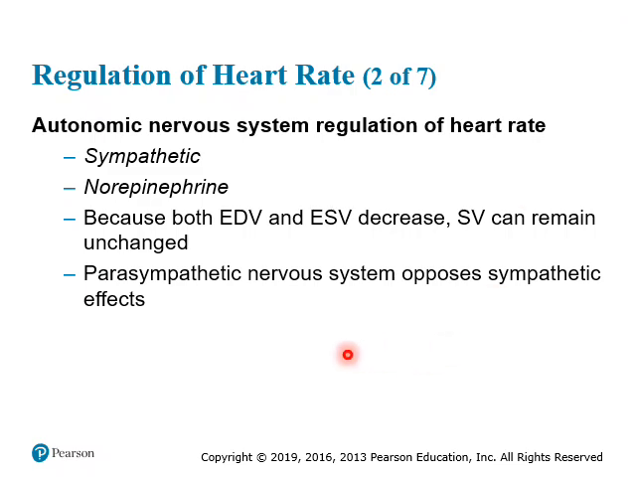The parasympathetic nervous system, on the other hand, will oppose the sympathetic effect. This is brought about by the neurotransmitter acetylcholine of the parasympathetic division. It hyperpolarizes pacemaker cells by opening potassium channels, which slows down heart rate, but has little to no effect on the contractility of the heart.